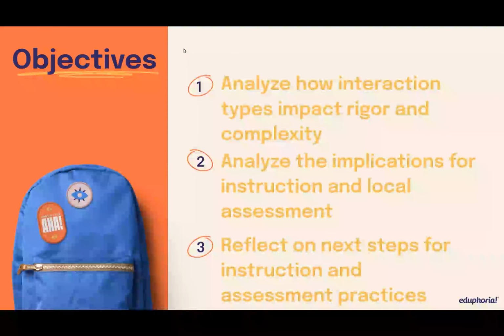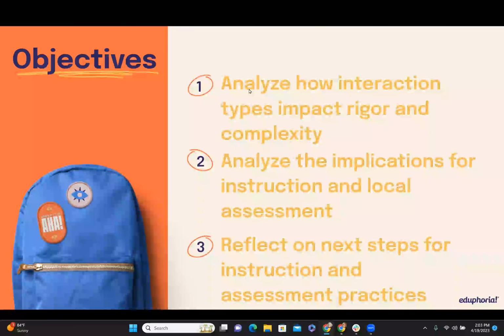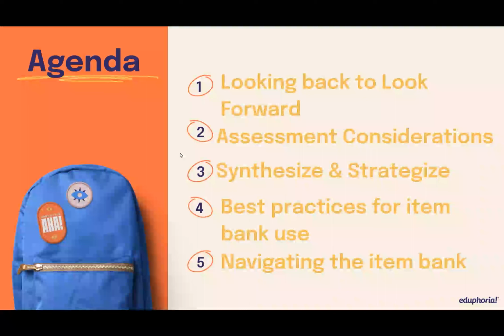Our objectives this afternoon are to discuss ways to analyze how interaction items impact rigor and complexity, as well as analyze the implications for instruction and local assessment, and then reflect on next steps for instruction and assessment practices. So those are going to be some key items that we've been engaging in, or have begun engaging in, in preparation for new items on our state assessments.